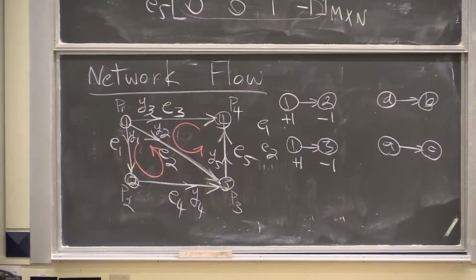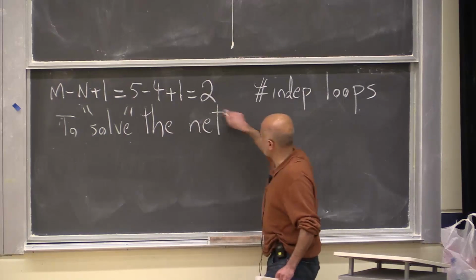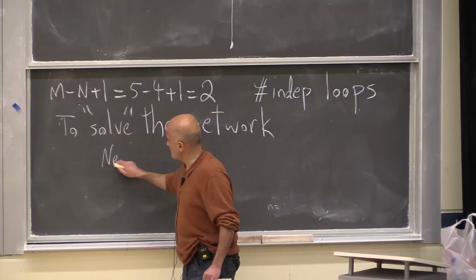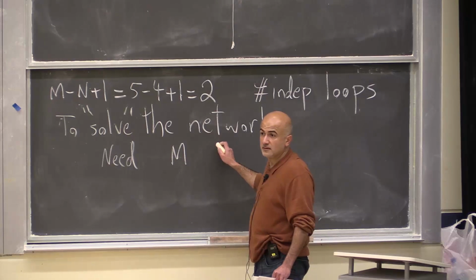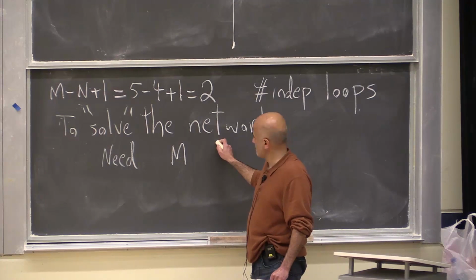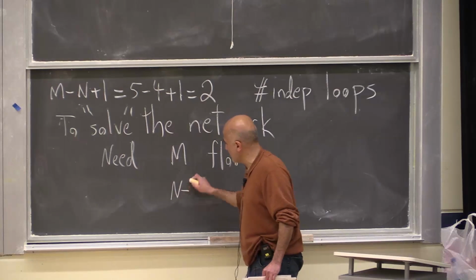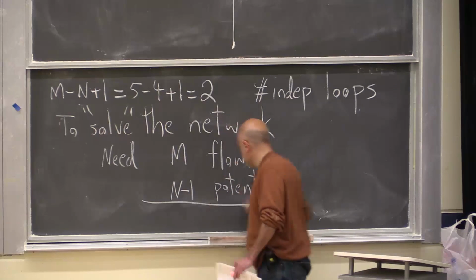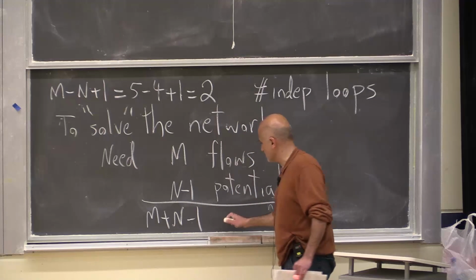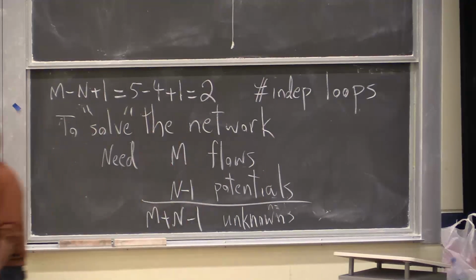So to solve the system, you need M what? M flows, no? You need to know the flows. And you need, I'm going to claim, n minus 1 potentials. For a total of m plus n minus 1 unknowns. With potentials, I don't need n potentials.